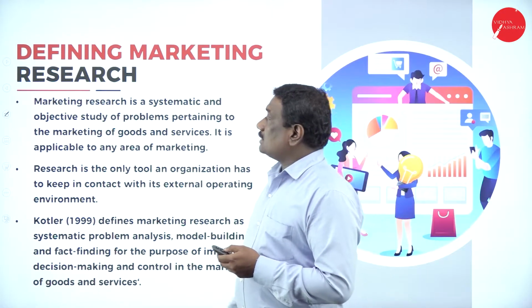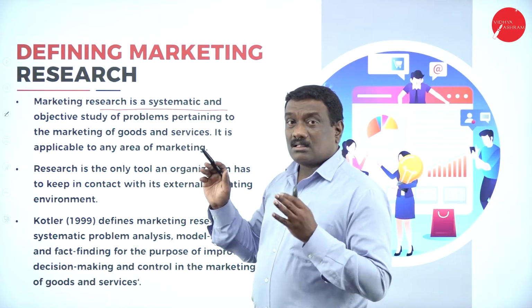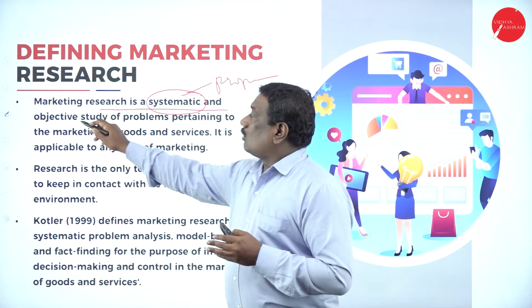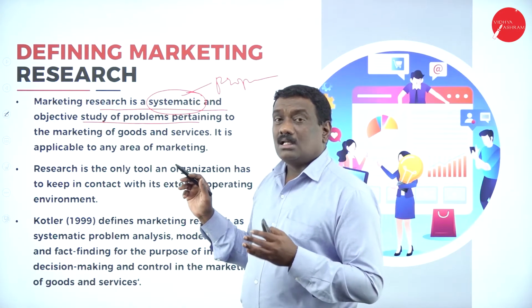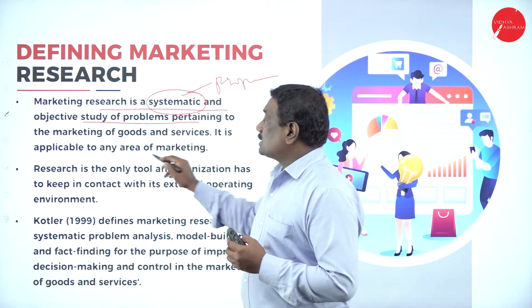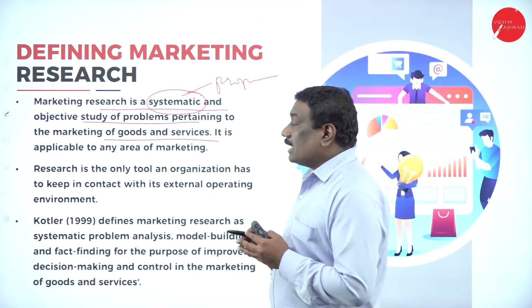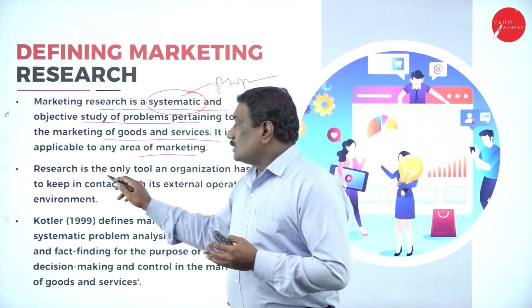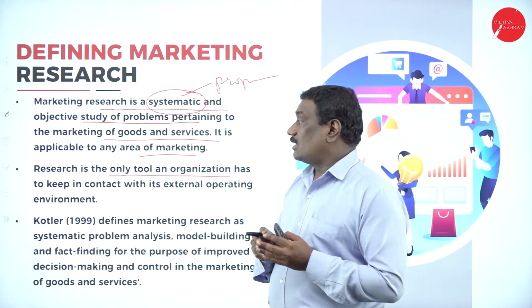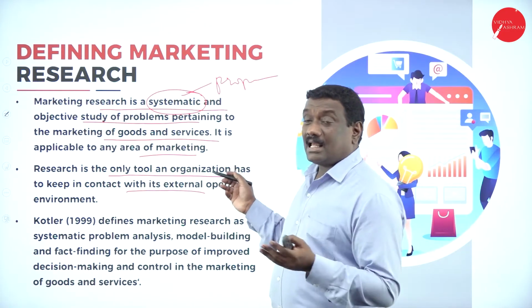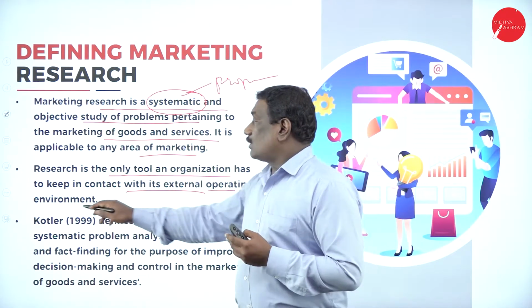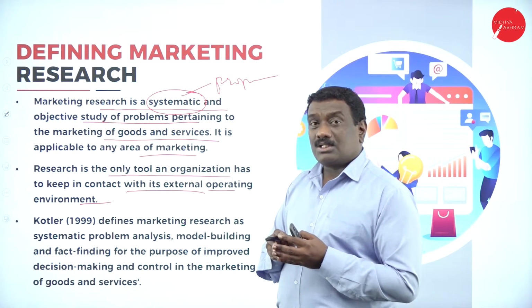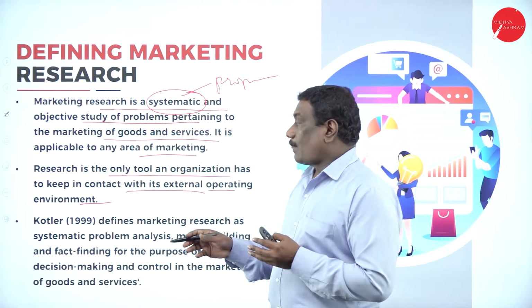Now defining marketing research: marketing research is systematic, meaning everything is proper here, and it is an objective study of problems. The main aim is to study the problems of the organization related to the marketing of goods and services, and this is applicable in any area of marketing. This research is the only tool in the organization to keep in contact with the external operating environment, because without research you cannot do anything. You first need to find out the external operating environment, and accordingly find the solution if there is any problem.